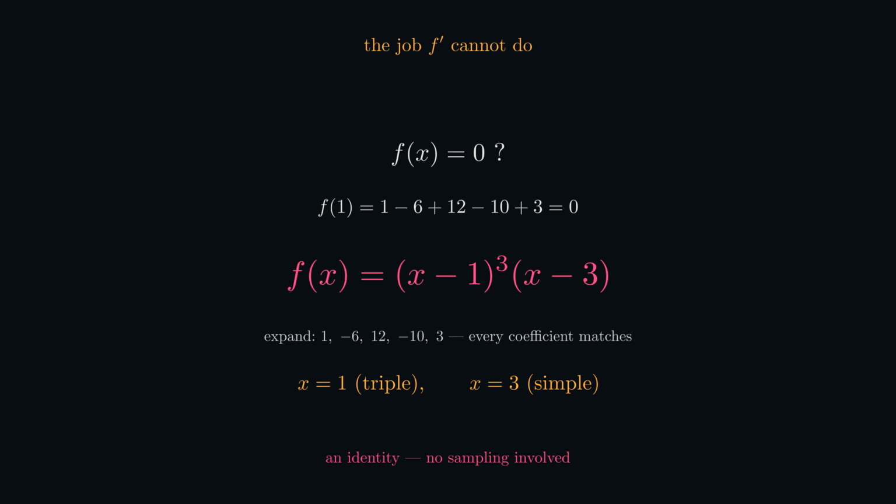Multiply that back out and every coefficient matches. 1 minus 6, 12 minus 10, 3. So it is an identity, not a numerical coincidence. The crossings are therefore at x equals 1 and x equals 3. A triple root at 1, a simple root at 3.